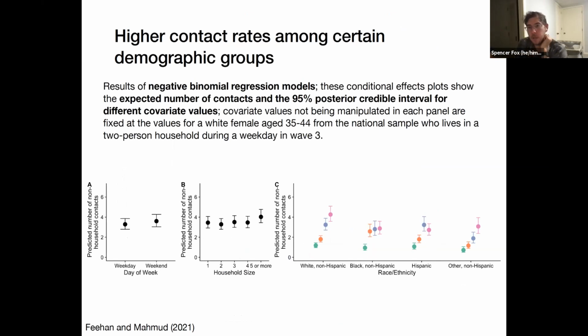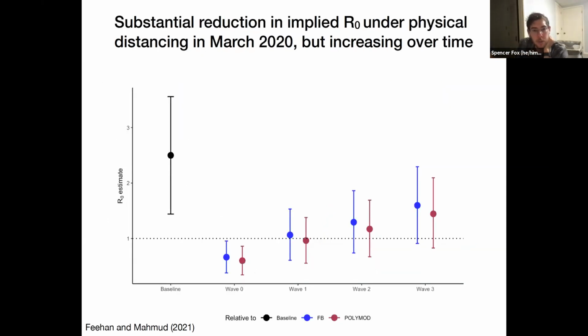Ayesha, on the last slide, I had a question. What is the difference between the blue and red estimates? It says relative to Facebook or POLYMOD? Yeah, that's a very good question.